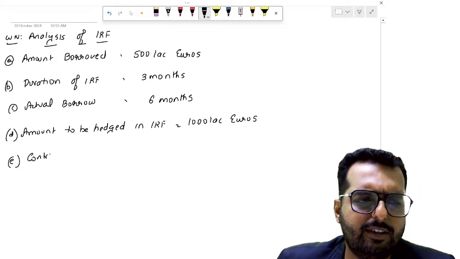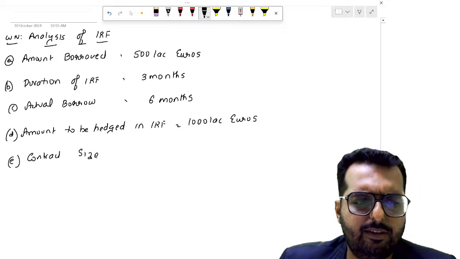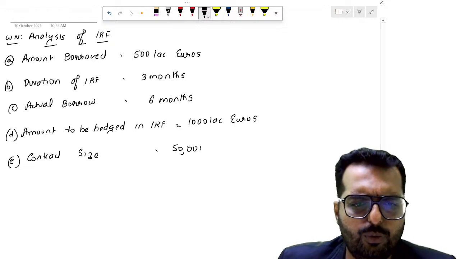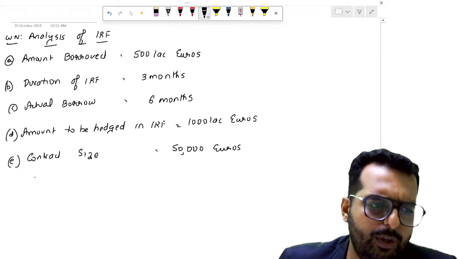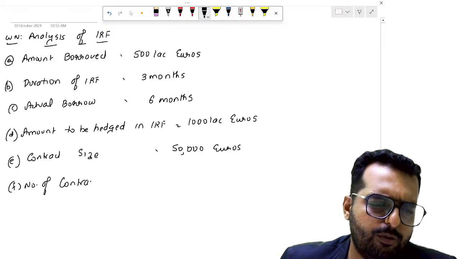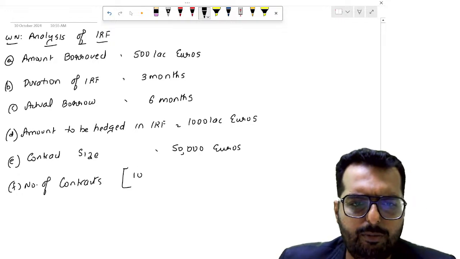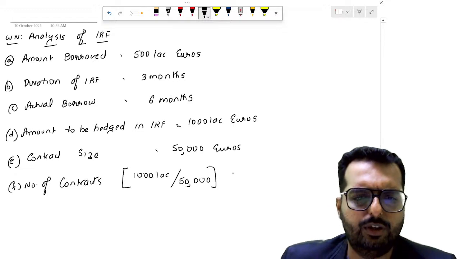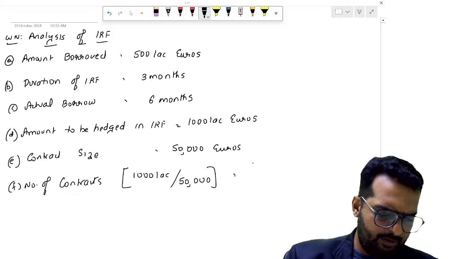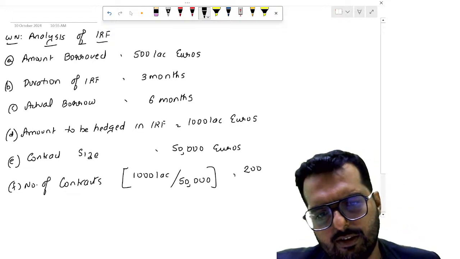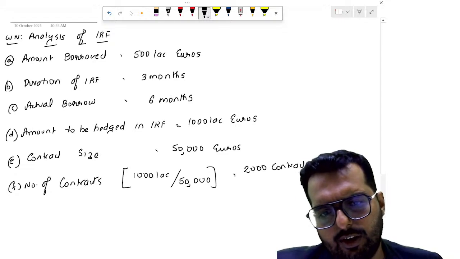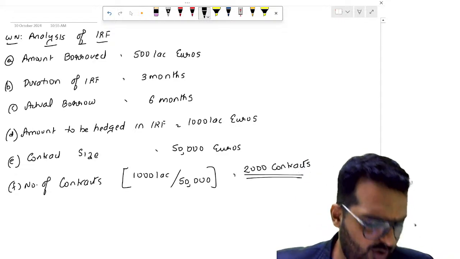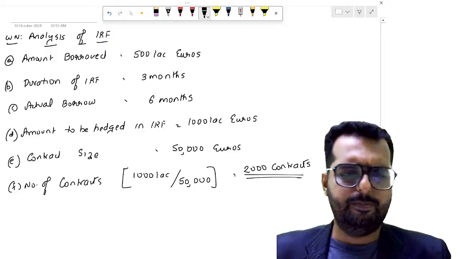And we have a contract size also over there. What is the contract size? That will be 50,000 euros. So when you do this, we can find out what will be the number of contracts to be hedged. So that will be 1000 lakh divided by 50,000. So what is 1000 lakh divided by 50,000? Do you get the answer as 2000 contracts? Am I right? Okay, come on, quickly write this down.